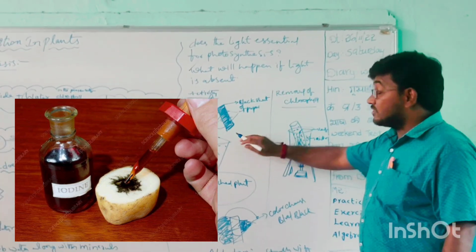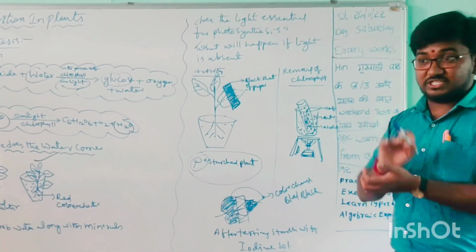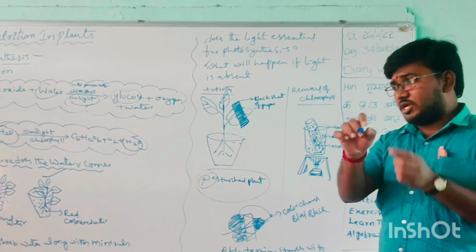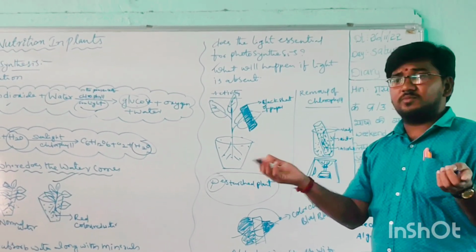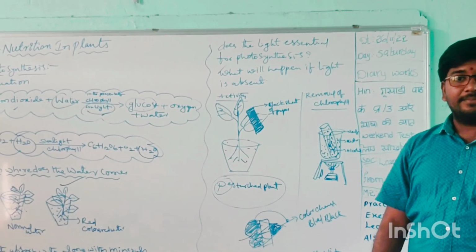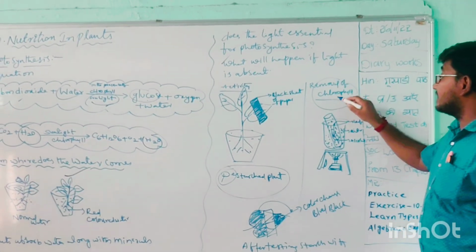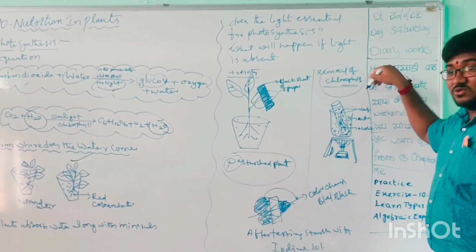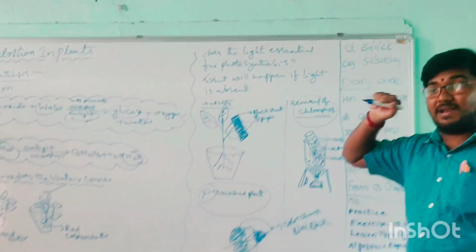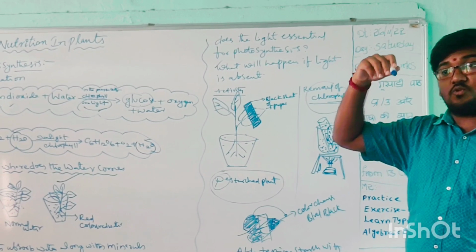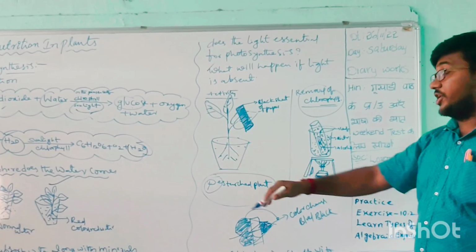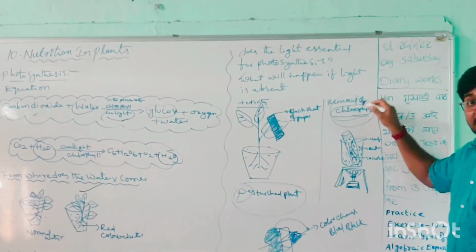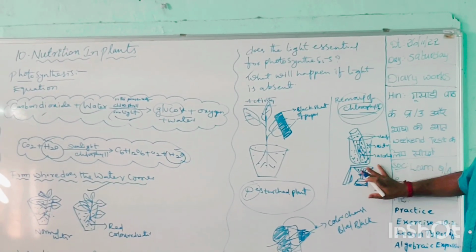But one problem will occur when you are doing the starch test. When you put the iodine solution on the leaf, it will not change into the blue or black color. Why? Because there is already a pigment present in it. What is that? Chlorophyll. Already a green color pigment is there, so it will not change into the blue or black color. First, when you want to do the starch test in the leaf, we need to remove this chlorophyll from the leaf. For that we have to do this experiment.